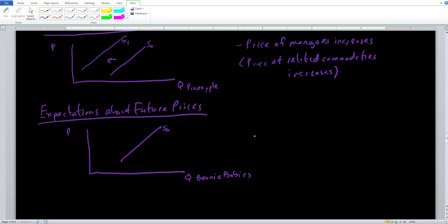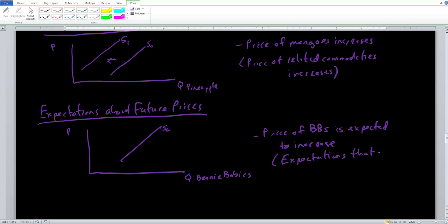So what happens if we expect the price of these Beanie Babies to increase? So the price of Beanie Babies, BBs right here, is expected to increase. So that's the specific shock to this example. The general shock is that these expectations that future prices will rise is a general one, that future prices will rise.